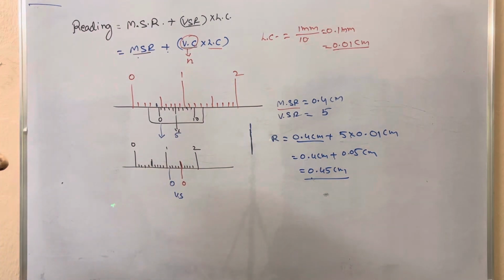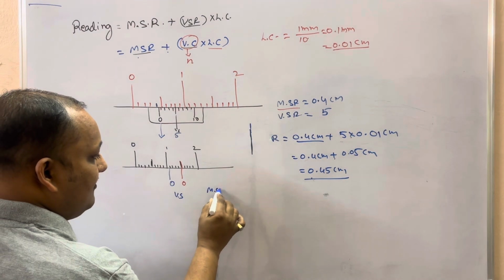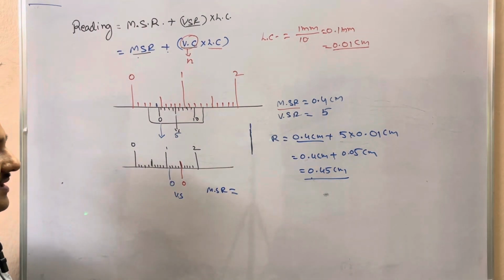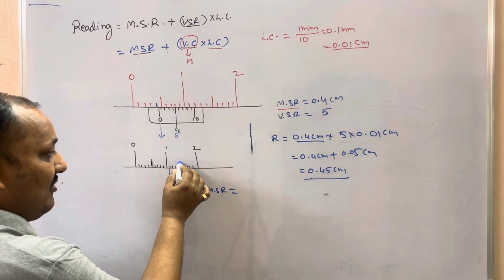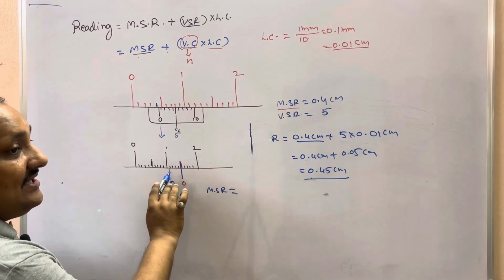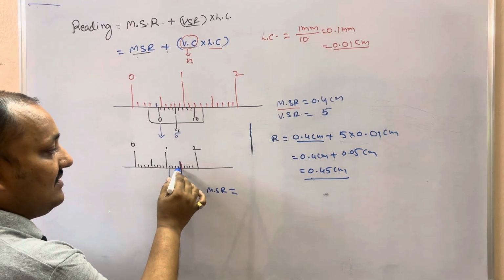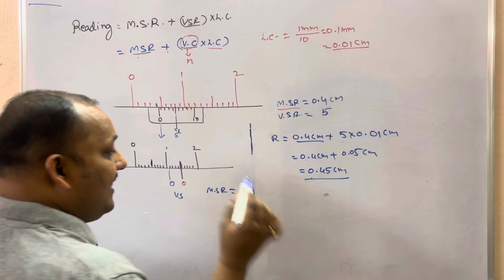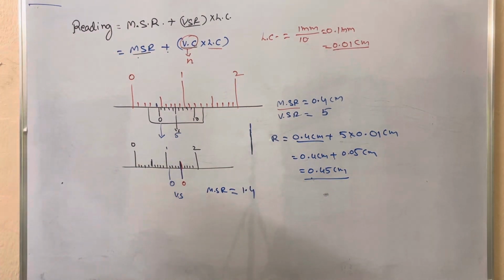Exactly, if the 0 is there exactly on this value now, what is this value? MSR is going to be, 0 is there exactly on 1.5, which means what 0 has crossed is 1.4. At that time the reading of MSR is going to be 1.4.